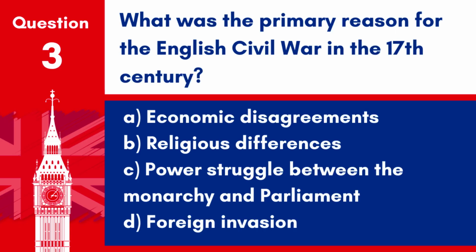Question 3. What was the primary reason for the English Civil War in the 17th century? A. Economic disagreements. B. Religious differences. C. Power struggle between the monarchy and Parliament. D. Foreign invasion. Answer: C. Power struggle between the monarchy and Parliament. The English Civil War was primarily caused by a power struggle between King Charles I and Parliament.